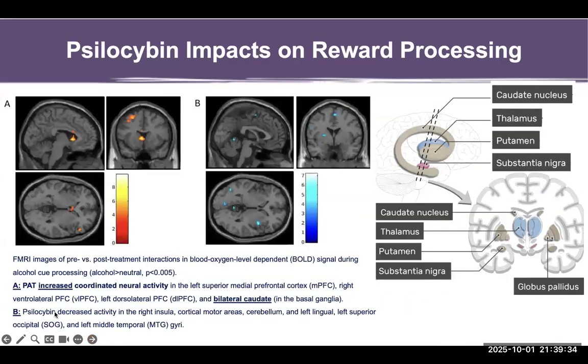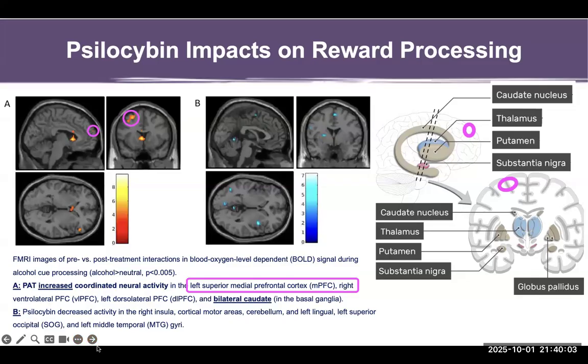And so here we're seeing fMRI images of the brain. Here we're looking at the brain from the side. Here we're looking at it from the back. And here we're looking at it from the top. And in A, we're seeing that psilocybin-assisted therapy increased coordination and neural activity in the left superior medial prefrontal cortex. It's that part of the brain associated with executive function.